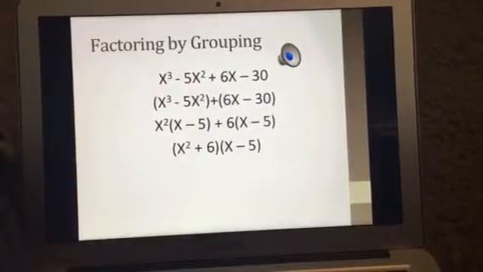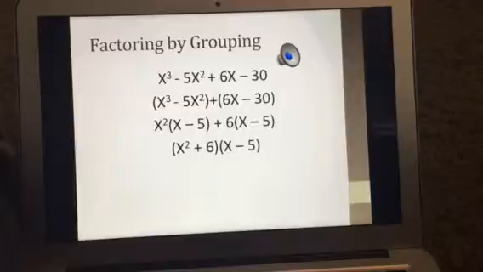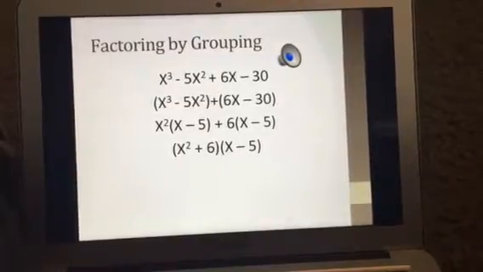Since both have the same factor in parentheses, that counts as one factor in your final answer. And your second factor will be the two terms that you factored out, x squared and positive 6, put together. So your final answer is x squared plus 6 and then another parentheses x minus 5.